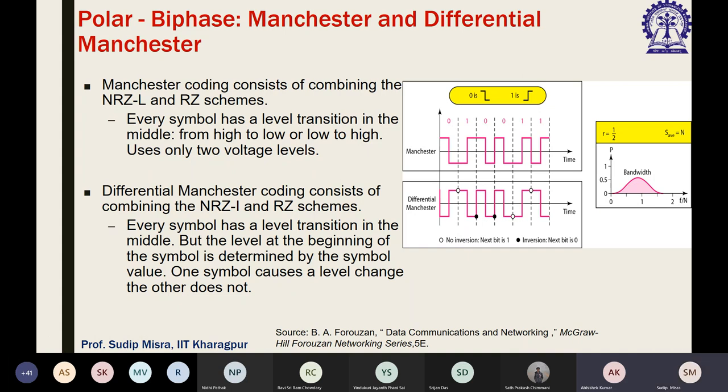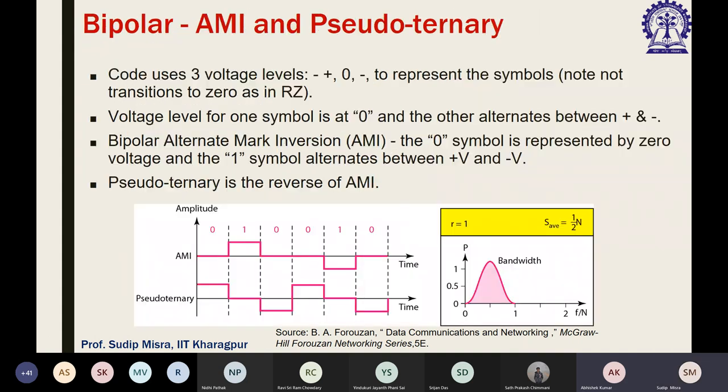Okay. And one last thing is this one, then we'll stop for today, which is the bipolar AMI and pseudo ternary. This particular scheme uses three voltage levels: minus, plus, 0. Here there is a typo actually. So we'll understand how it works.